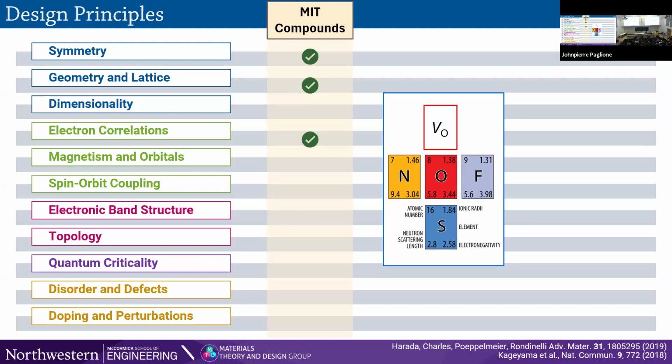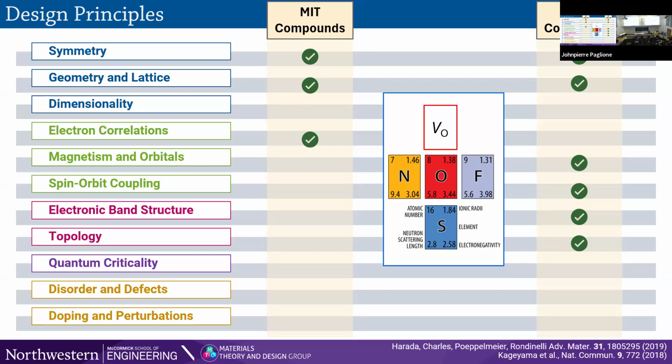So for the example of a design of a metal insulator transition compound, this is going to be a material that undergoes a change in resistivity with temperature. We're going to be looking at the symmetry of the material, the geometry and the lattice, and maybe what the role of electron correlations are in driving that transition. So is it a Mott insulator? Is it a Slater insulator? Is it a Peierls transition? What role do electron correlations play in this transition?